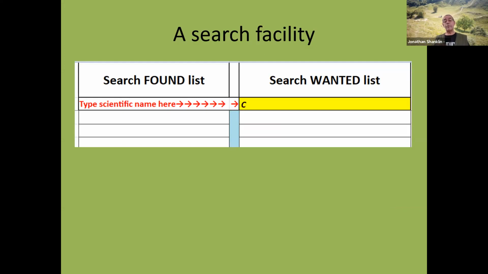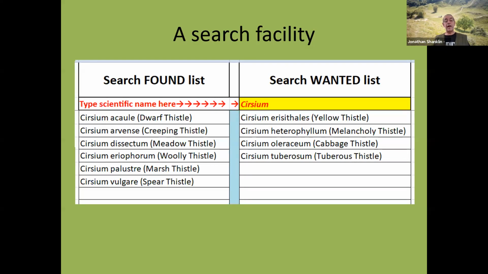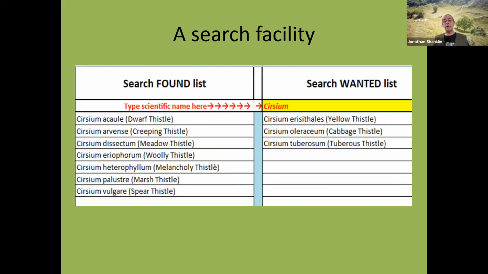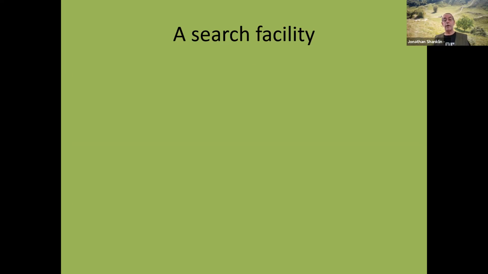So say, for instance, you put in Cirsium. There we go. And it'll give you a list of all the taxa on the left that has been found and on the website, and all the taxa on the right. Just so you can see how it gets amended, since doing this PowerPoint, I've since found the Cirsium heterophyllum. So now that looks like that. Very nice, thank you. Just 3 Cirsium to find.